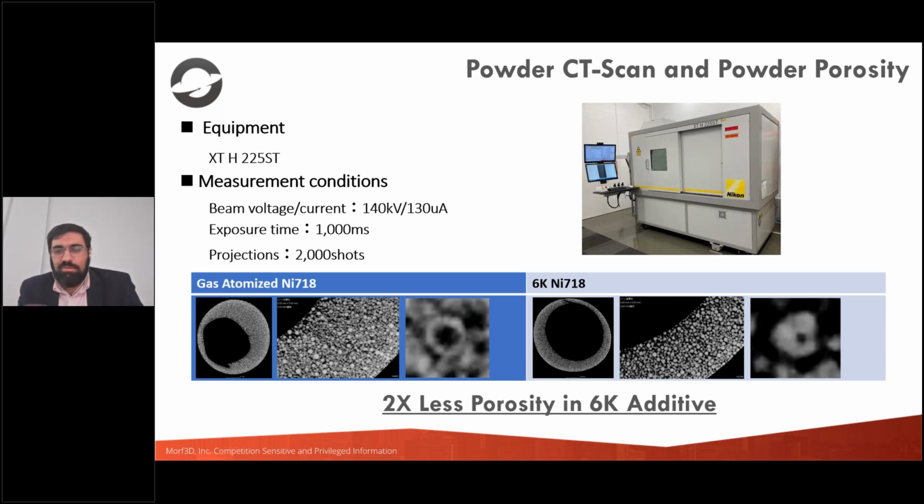Again, really the 6K powder showed, from the individual powder particulates, not lots and lots or batch to batch, that we saw the results from Jamie, is really consistent. And again, interestingly, we observed up to 2x less powder porosity. The porosity that is trapped in a powder than 6K additive.